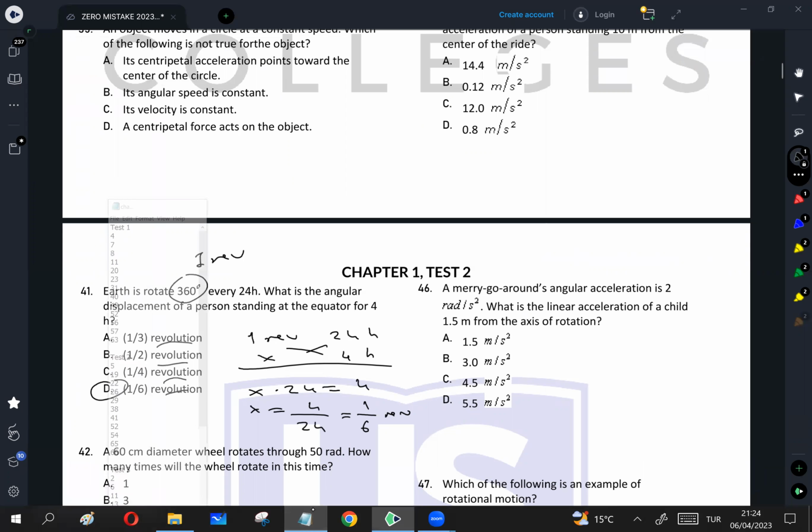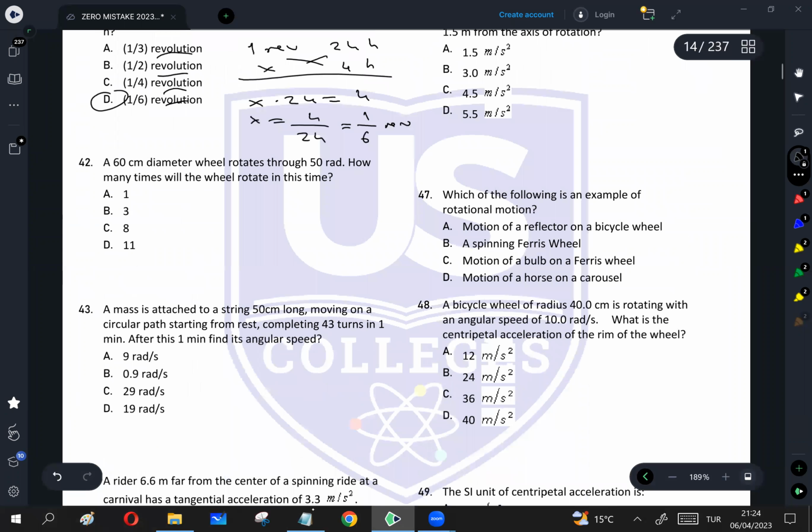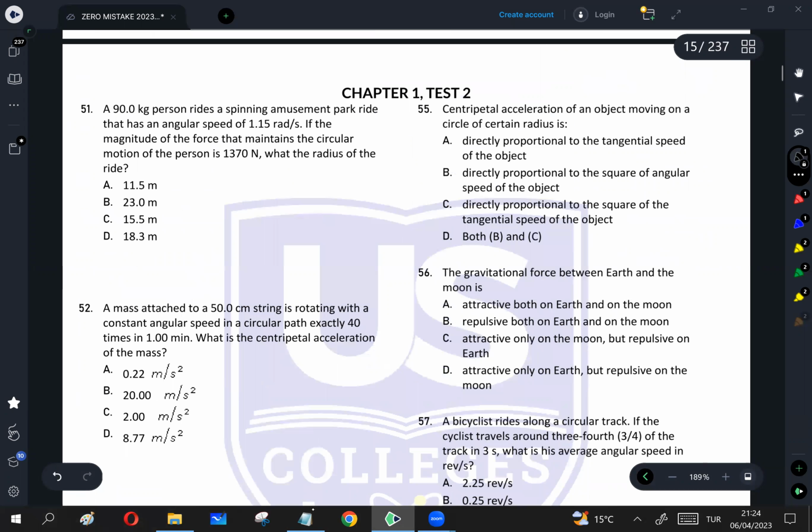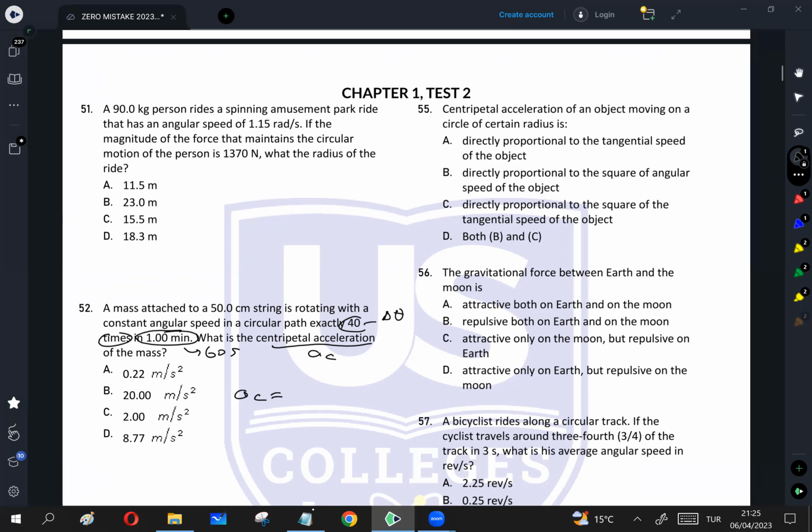After 41, 52. A mass attached to a 50 centimeter string is rotating with a constant angular speed in a circular path, making exactly 40 revolutions of angular displacement delta theta in 1 minute, that is 60 seconds. What is centripetal acceleration, a c? So a c is going to be r omega squared, but we should first calculate omega. r is given, omega must be calculated. This information is enough for calculating omega.